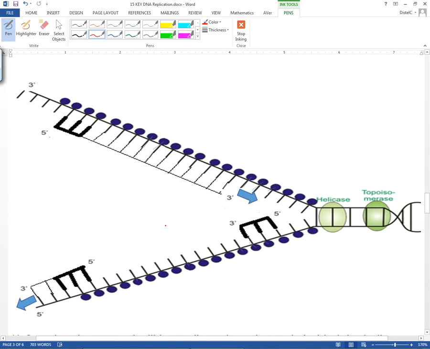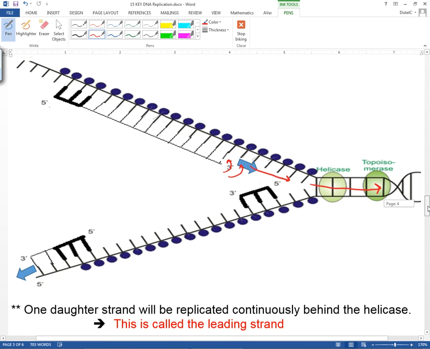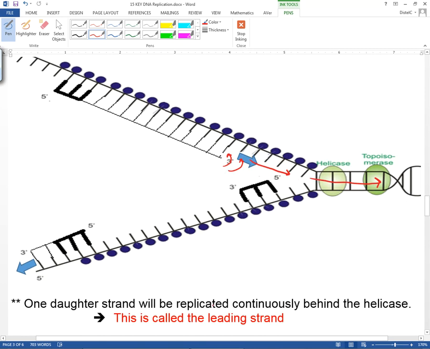Let's look at this a little bit more. So this is the same thing that we were looking at just a second ago. Remember that helicase is breaking these bonds and opening up the DNA in this direction. So that means that as new nucleotides are being added, this daughter strand being formed could continue on following right behind helicase without any interruption. Okay. On your notes, it says one daughter strand will be replicated continuously behind helicase. So this is known as the leading strand.